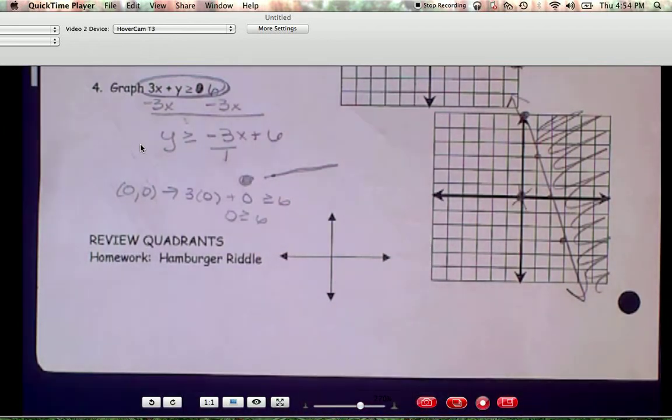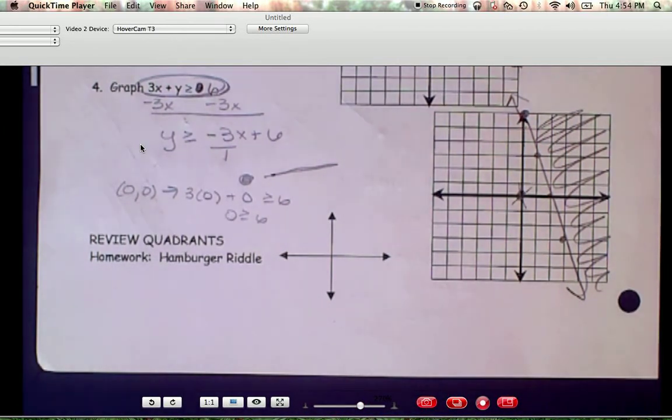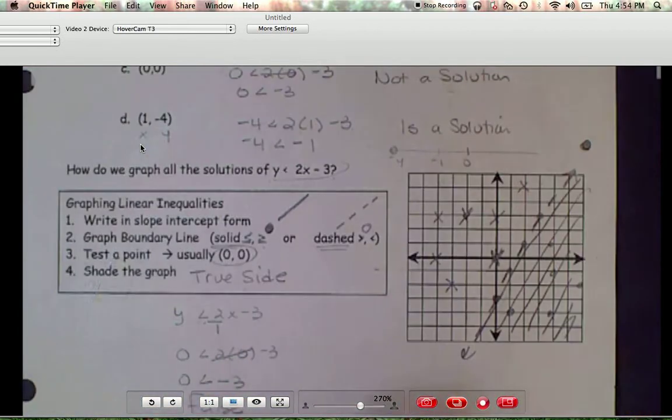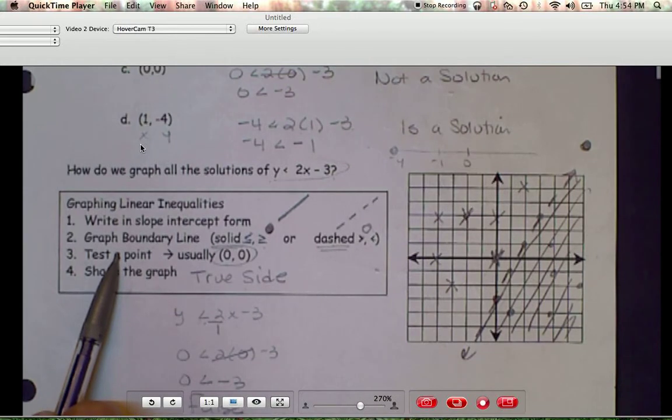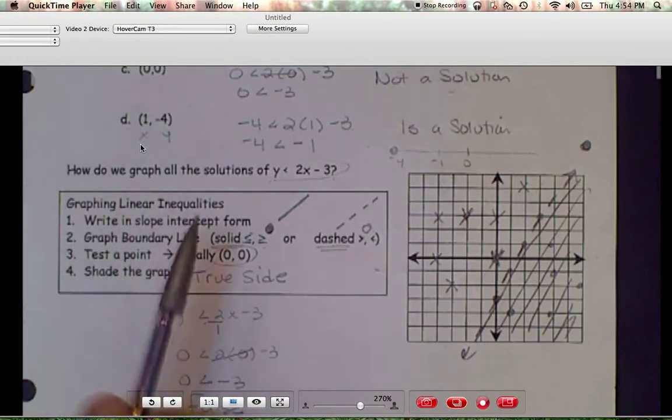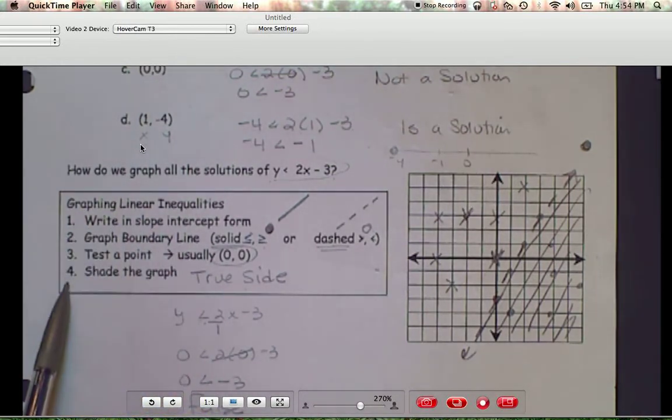Now, we can go ahead and fill in on your Cornell note sheet what the steps are for graphing them. These steps are right here. So find your Cornell note sheet. When you're graphing linear inequalities, you can fill in these 4 steps right here on your Cornell note sheet.